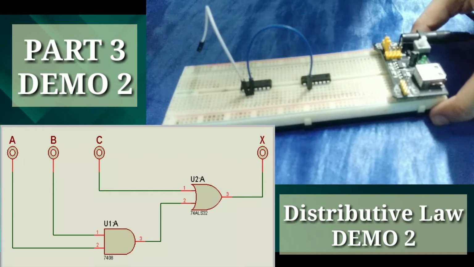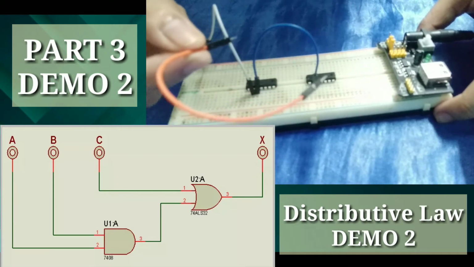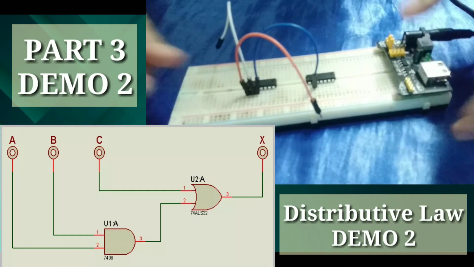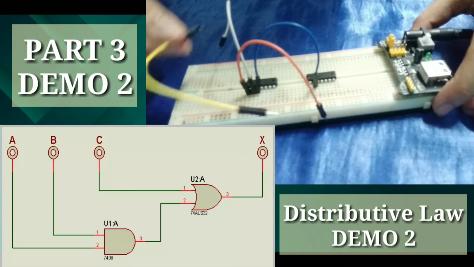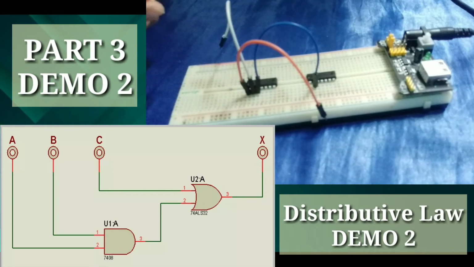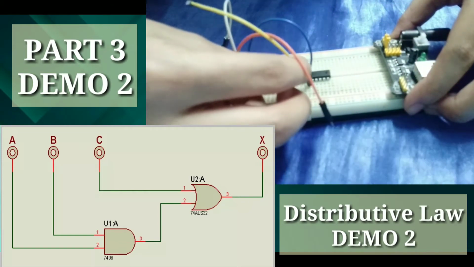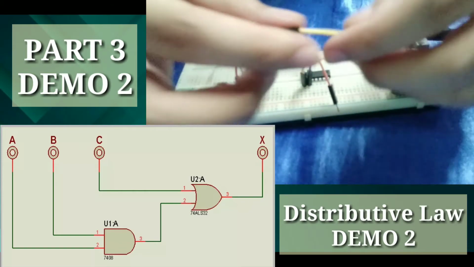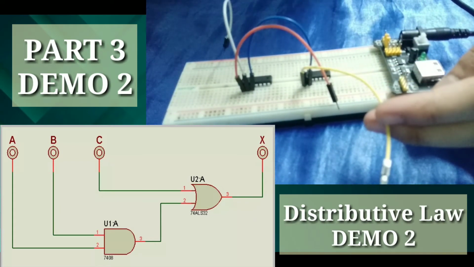Input B, which is our orange wire, is connected to pin number 1 of our 7408 integrated circuit. Input C, which is our yellow connecting wire, is connected to pin number 1 of the 7432 integrated circuit.